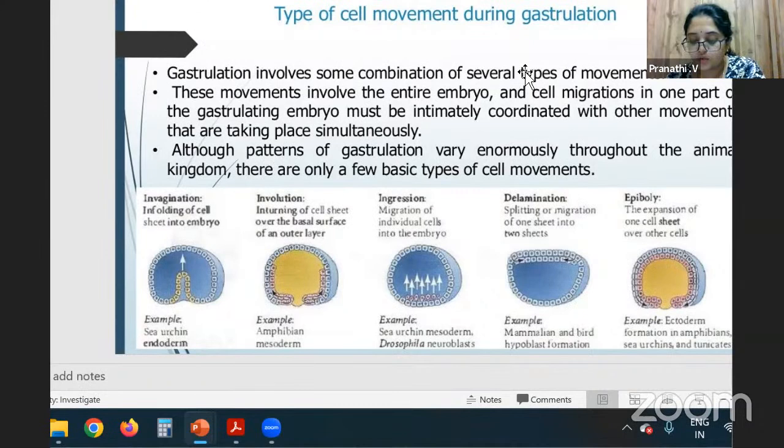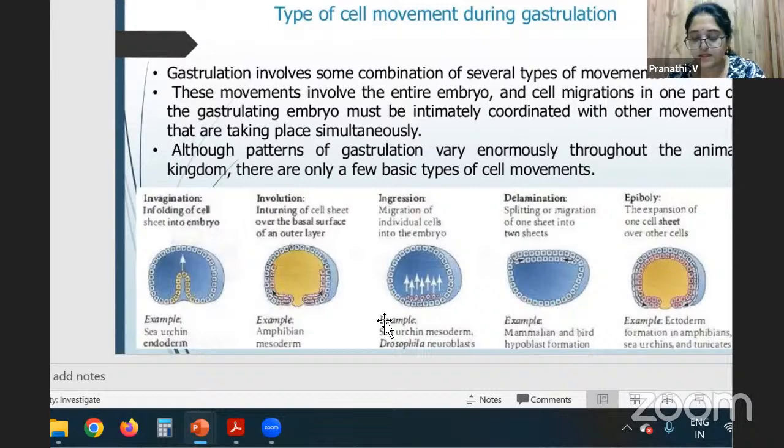And then you have the invagination, as you can see over here. So in invagination, it is just the sinking in of the layers of the endodermal cells from the vegetal region that takes place. And then this is being pushed inside. And then you have ingression. Ingression is wherein you have the endoderm forming cells migrate from the surface of the blastula inwardly, and several different and separate inward migration of one or more cells.